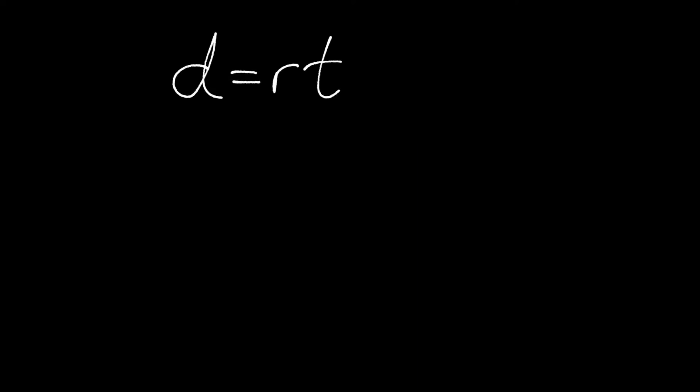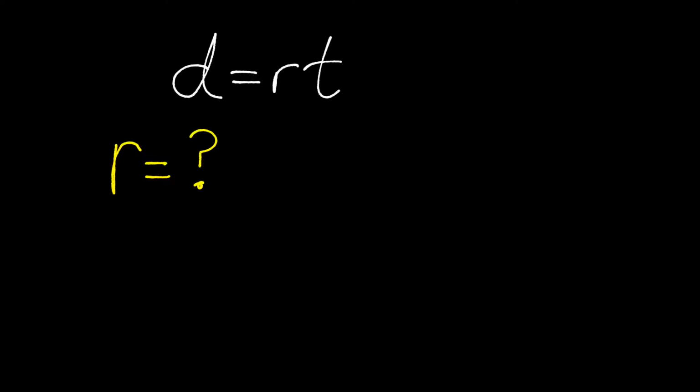For our first example, we have here d equals rt. This is a type of distance formula where d stands for distance, r stands for rate of speed, and t stands for time. Well, right now we are solved for d. When we say we're solved for d, it means we have d equaling the rest of it. Our goal for this first example is to solve for r. So we want not d, but r.